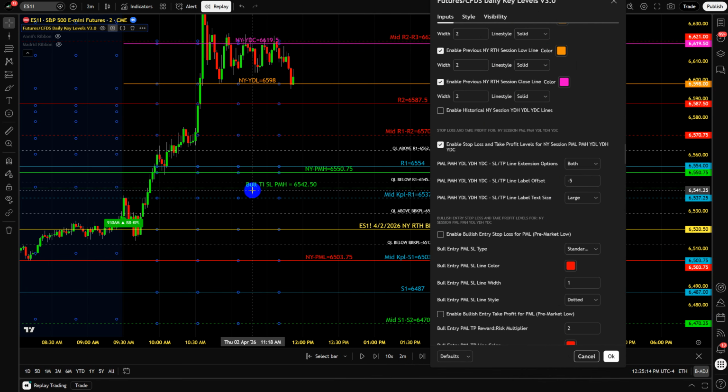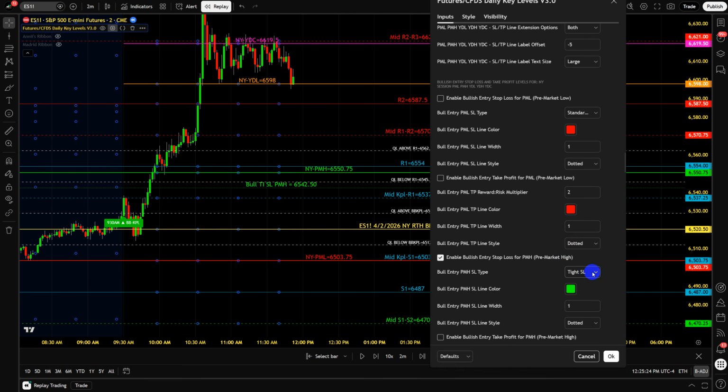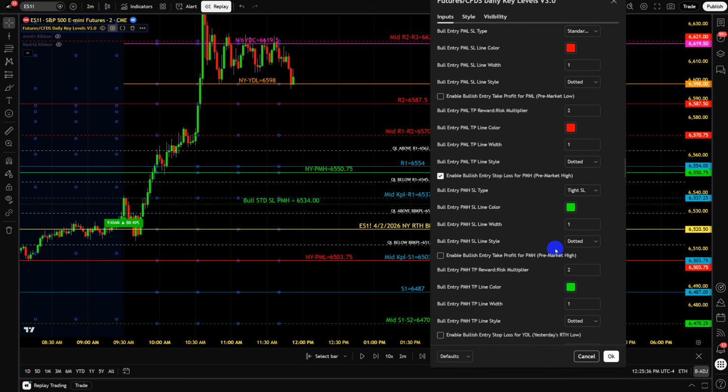So you can see here we have bull, TI stands for tight, stop loss, PMH level is this. If we instead changed it to standard, then it's that. Let's go back to tight. Now you can also change whether you want the line to be dotted, solid, or dashed. You can also change the line width if you want to have it thicker, as an example.